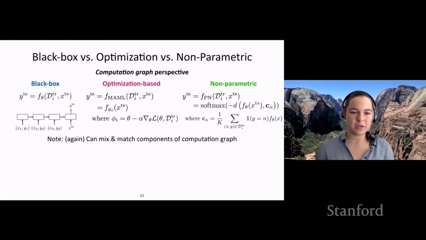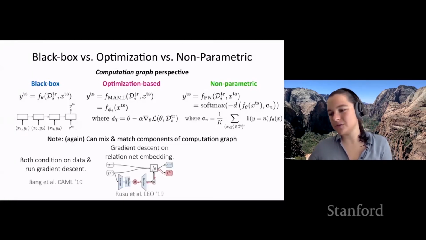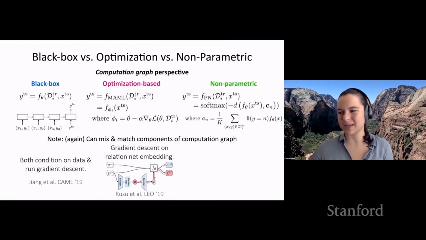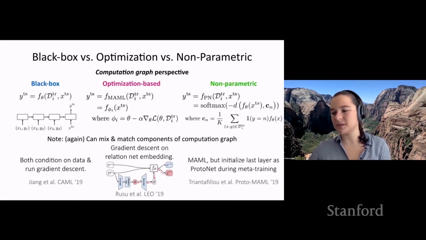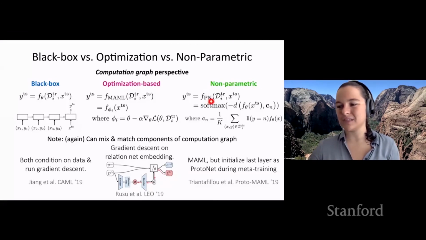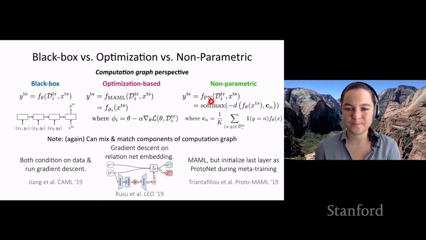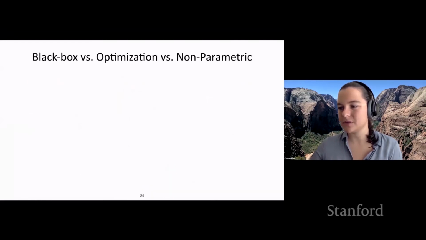And it's also worth noting, again, that you can mix and match different components of the different computation graphs and get different kinds of methods as well. So, for example, there's one method that both conditions on the data in this way and runs gradient descent. This is one valid approach. There's also an approach that does gradient descent on top of a relational network embedding. So it's somewhat similar to a non-parametric approach and an optimization-based approach. There's also a method that runs MAML but initializes the last layer as a protonet during meta-training. So there's various ways to design this function that takes as input the training data and the test input, and you can leverage different elements of a non-parametric learner, of a gradient-based optimization, and so forth. Okay, so that's the computation graph perspective.